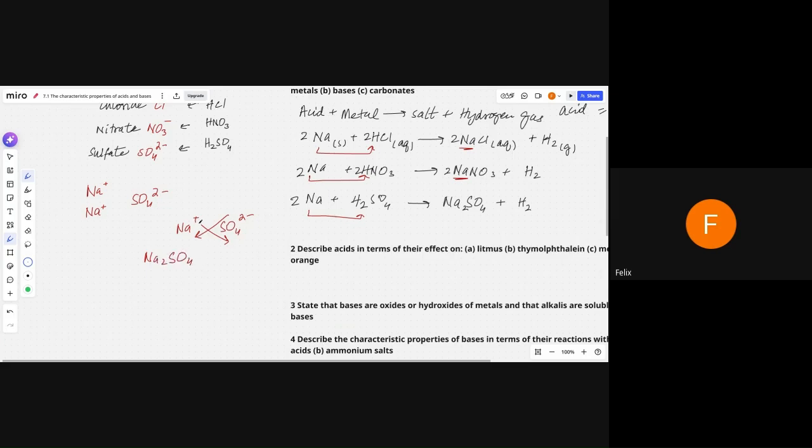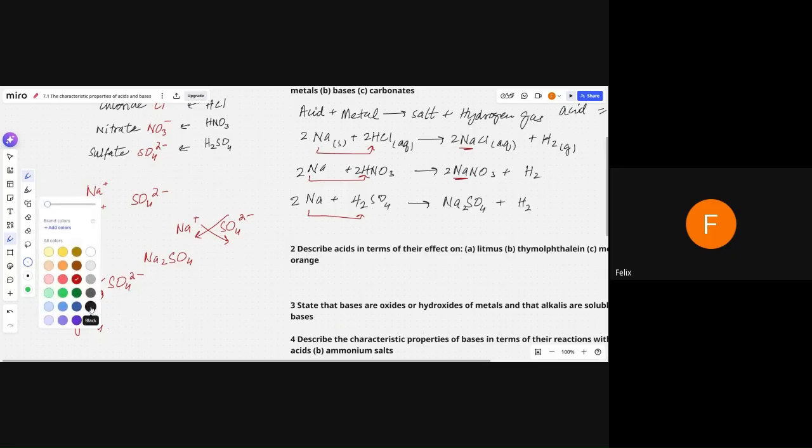SO4, right? Sodium has a +1 charge because it is from group 1, and group 2 elements have a charge of +2, so the ratio will be 1 to 1. For example, magnesium, Mg2 plus, and SO4 2 negative, so it will be MgSO4. I hope this is clear.